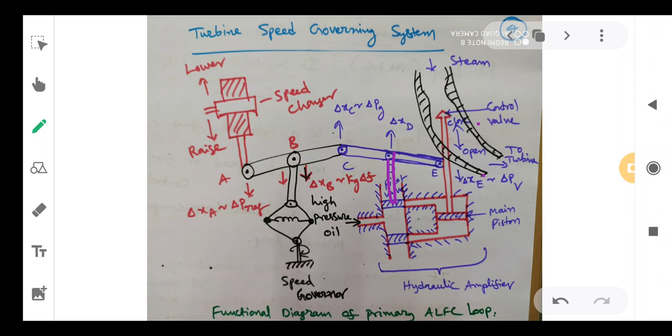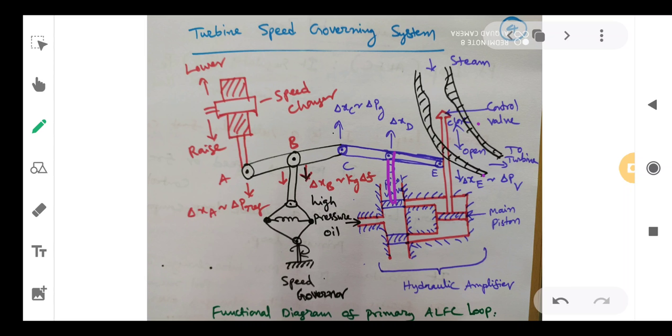These rise and lower commands are related to P reference. Delta XA movement is related to P reference. Therefore, if P reference is increased, power generation must be increased. If P reference is decreased, power generation must be decreased. With the help of the linkage mechanism, this can be achieved.